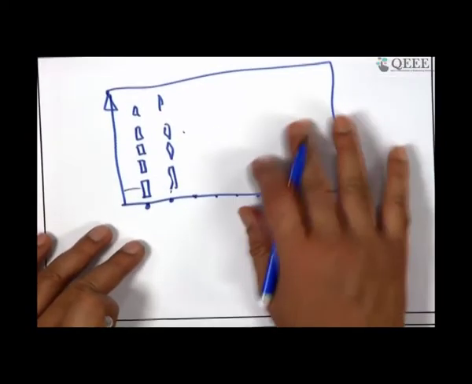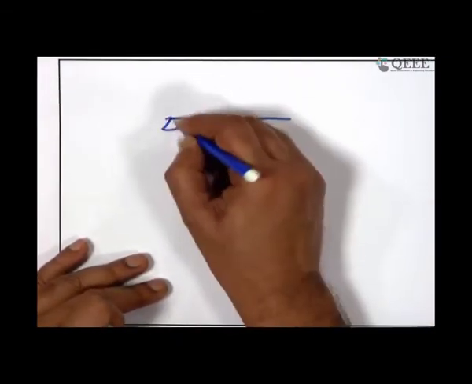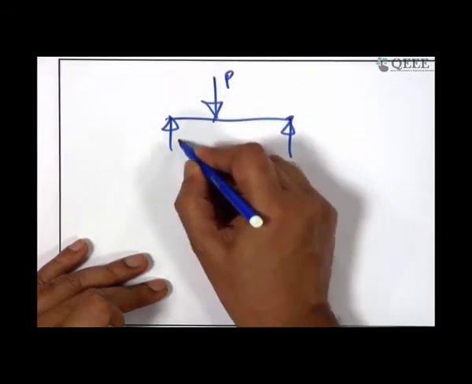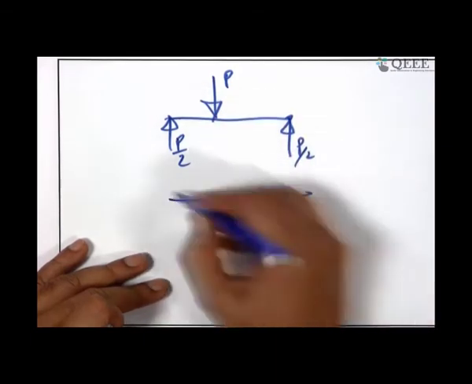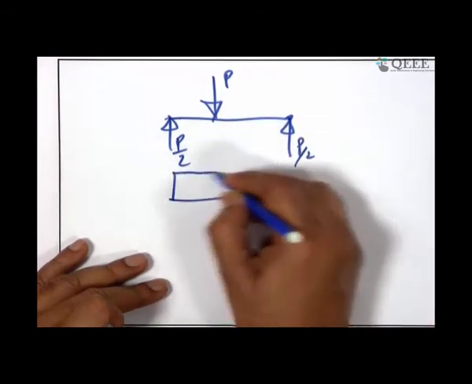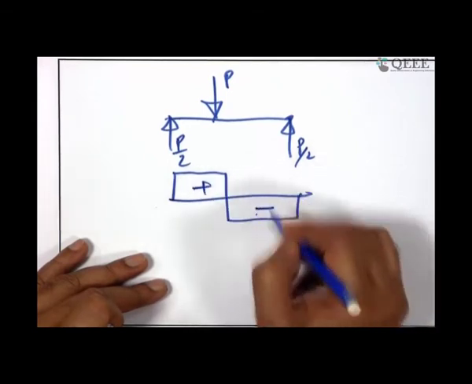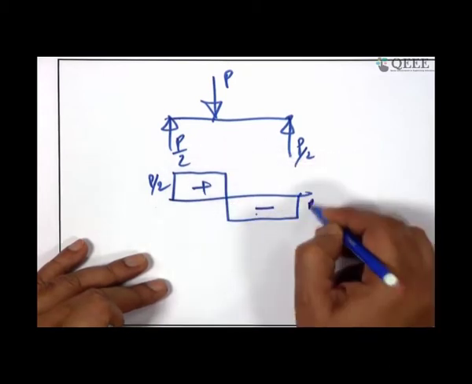Let me have a fresh paper here. So, you can recollect that this is the beam. You have a load here, and reactions P by 2, P by 2. What is the shear force diagram according to our sign convention? It goes like this: positive shear and negative shear. So, it is P by 2, it comes down by P, and then it is P by 2 negative.